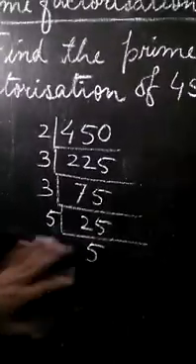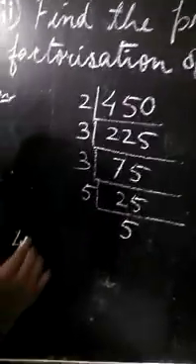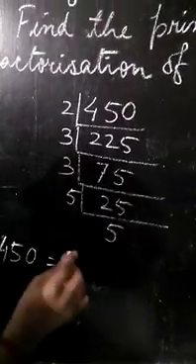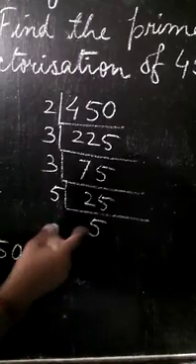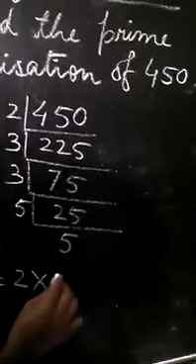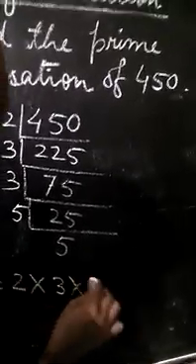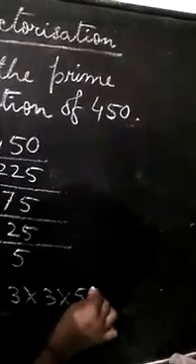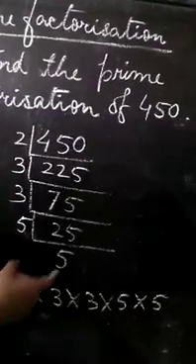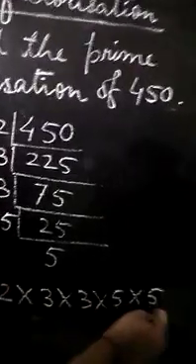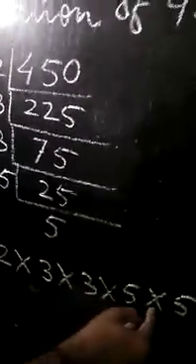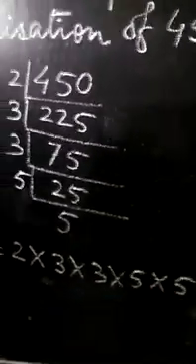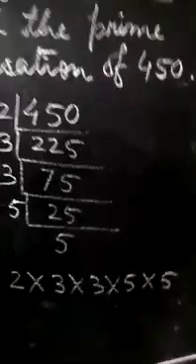Up to this, now 450 can be written as 2 into 3 into 3 into 5 into 5. 450 can be written like this.